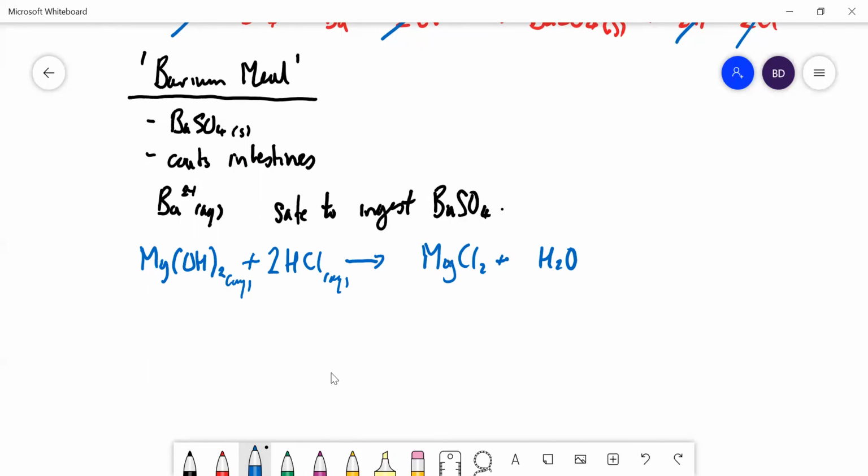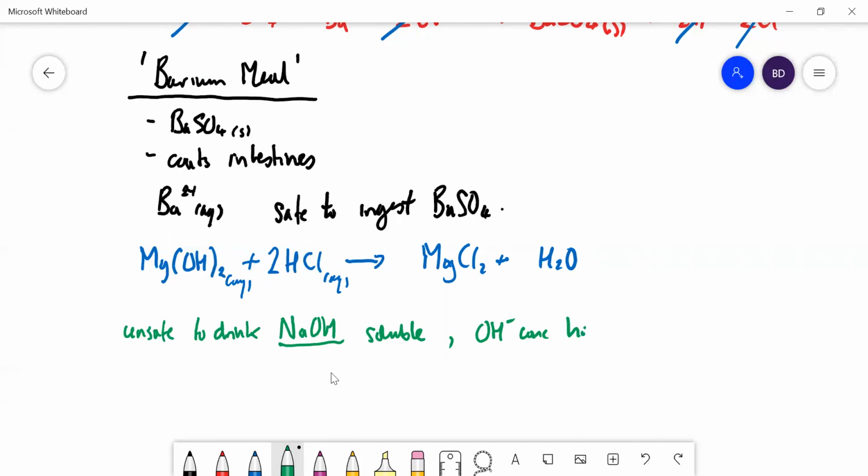Why would it be unsafe, or quite obviously unsafe, to drink sodium hydroxide? It would do you a lot of damage if you did that. And that's because this is very soluble, and so the OH minus ion concentration is quite high, so it's very alkaline. But magnesium hydroxide is insoluble, so it is not going to turn the pH alkaline, and that's what would damage the tissues. So magnesium hydroxide is okay as an indigestion remedy.